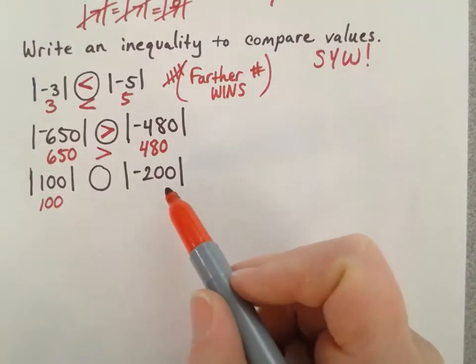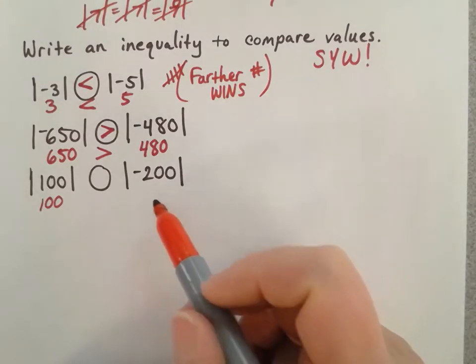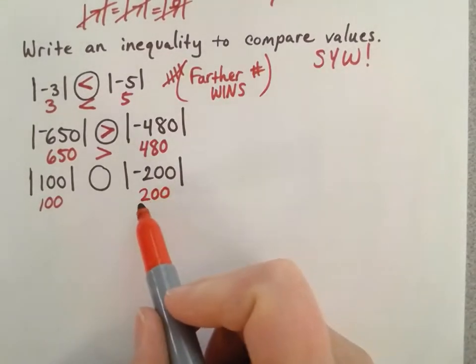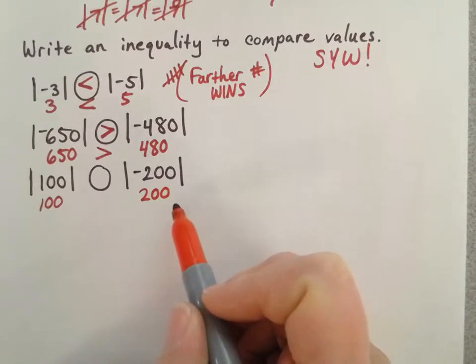Take a look at this next one. We would read this the absolute value of negative 200. Well, that must be 200 jumps. And yes, they're going to the left, but it still requires 200 moves to the left. That's a positive number because it's a distance.